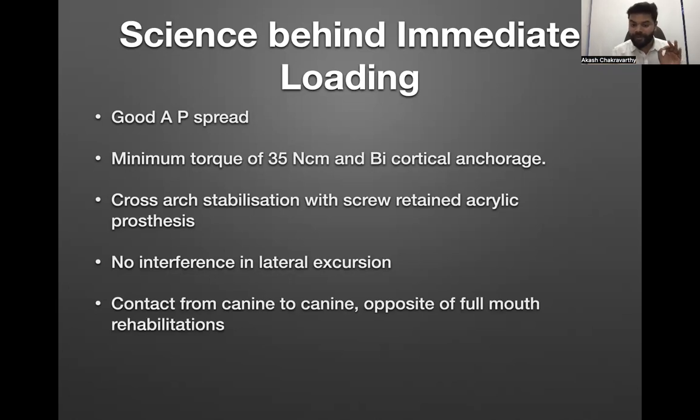Okay, the contact from canine to canine, which is opposite to full mouth rehabilitations. Now, whenever you're doing your FMR, your full mouth rehabilitations, you want the contact to be from posteriors until the canines and no contact from canines to the anteriors, right? So this is reverse for immediate loading. If you want to do immediate loading, you have to give contact from canine to canine and do not give contact in the posteriors. This is because the anterior bone is much stronger than your posterior bone. Your posterior bone is weaker. So you have to get the osseointegration done. You have to wait for secondary stability for you to give contact in the posteriors.